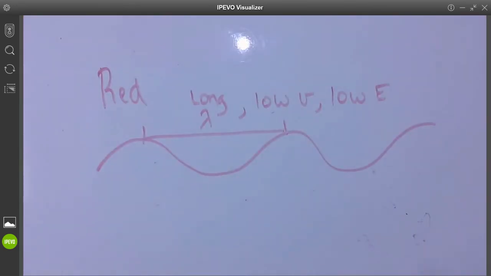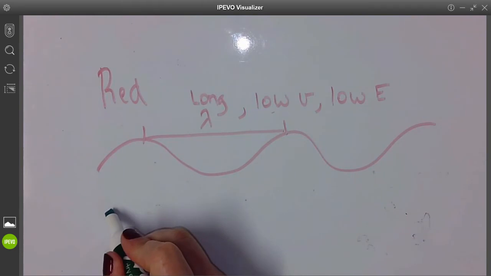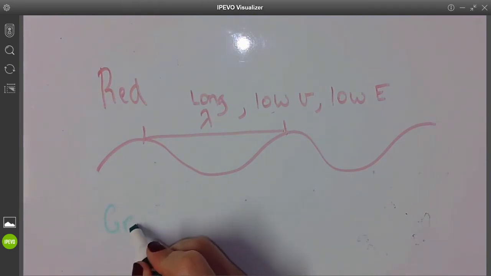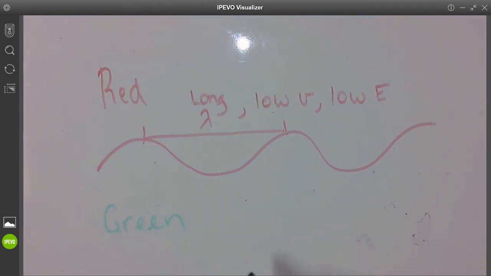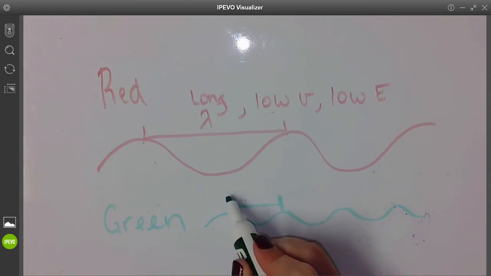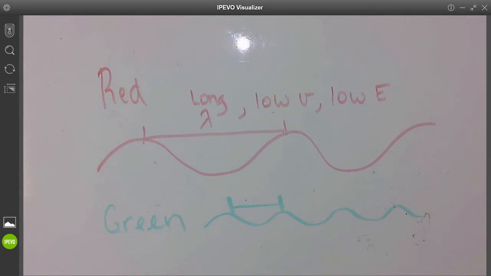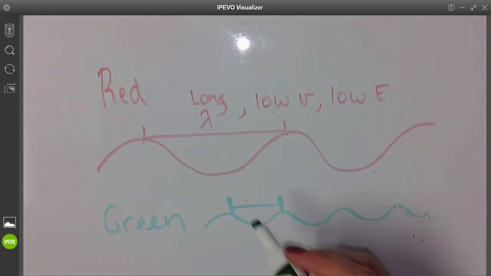So let's talk about green. All right. So green light is going to have a little bit of a shorter wavelength than what we saw with red. And so that means it'll have a higher frequency than what we saw with red and a higher energy than we saw with red.